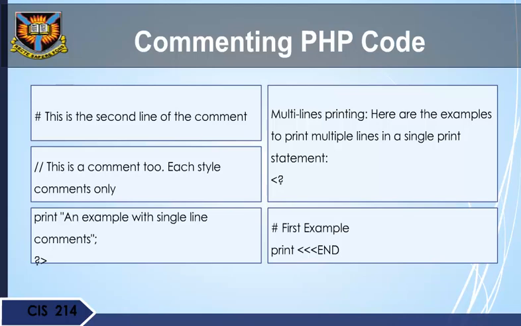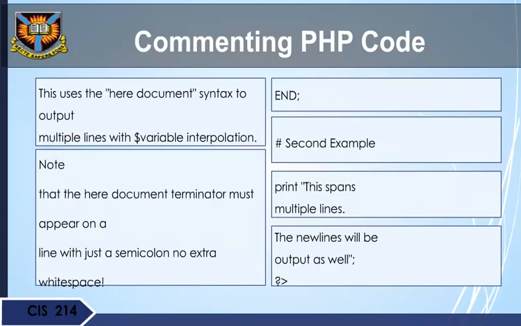Multi-line printing. Here are the examples to print multiple lines in a single print statement. Hash, first example, print, end. This uses the here document syntax to output multiple lines with variable interpolation. Note that the here document terminator must appear on a line with just a semicolon, no extra white space. End. Hash, second example, print. This spans multiple lines. The new lines will be output as well.